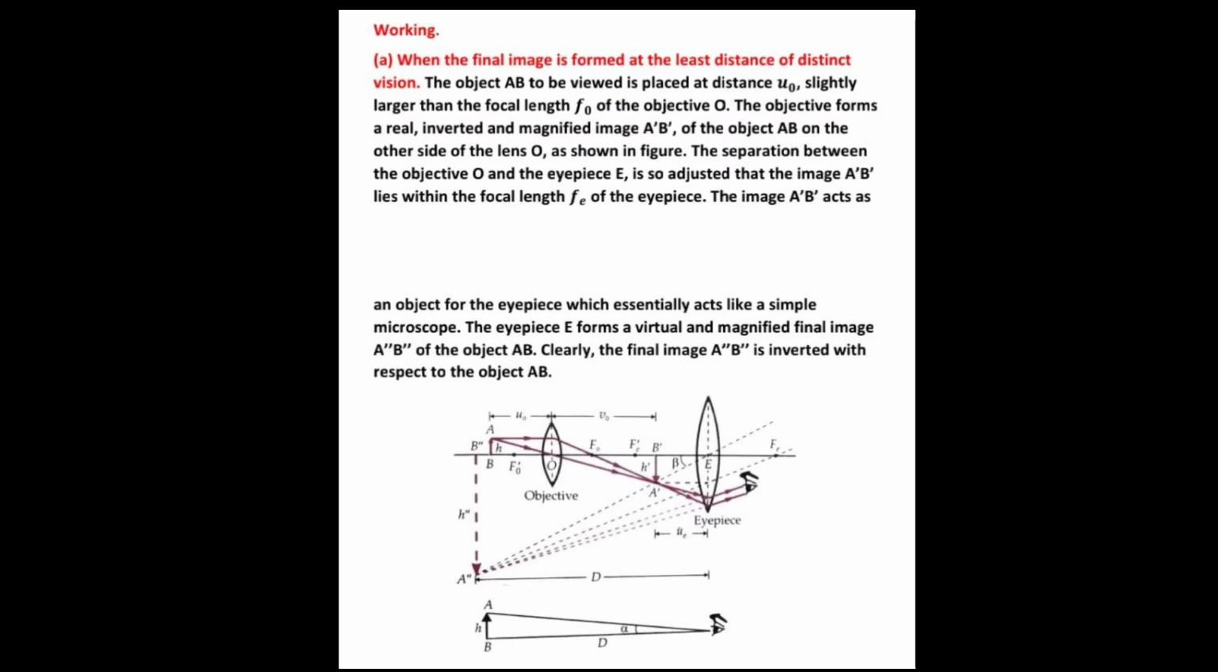The separation between the objective and the eyepiece is so adjusted that the image A'B' lies within the focal length fe of the eyepiece. The image A'B' then acts as the object for the eyepiece, which acts as a simple microscope. The eyepiece forms a virtual, magnified and final image A''B'' of the object AB, and this is also clearly observed in the diagram, that the final image A''B'' is inverted with respect to the object AB.